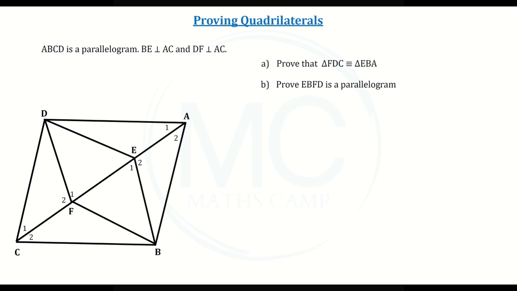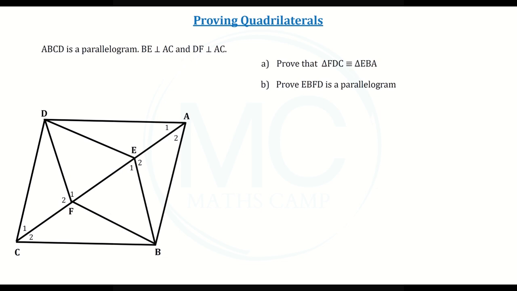ABCD is a parallelogram. BE is perpendicular to AC, and DF is perpendicular to AC. A, prove that triangle FDC is congruent to triangle EBA. And B, prove that EBFD is a parallelogram.